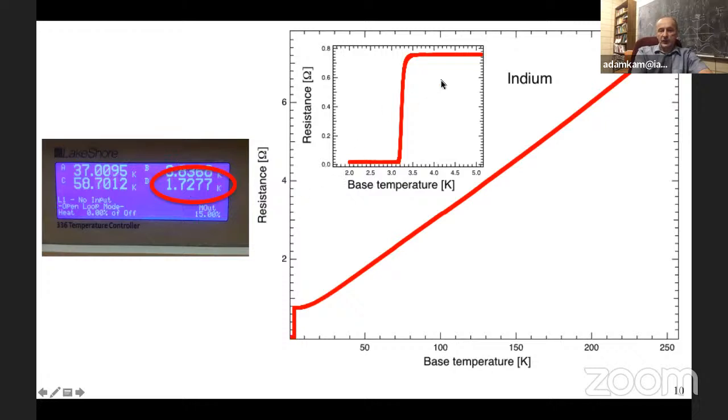We also have a 4-point contact measurement, so we can actually measure resistivity of the samples in situ while performing ARPES measurements. This is an example of indium at a transition temperature of 3.2 Kelvin.